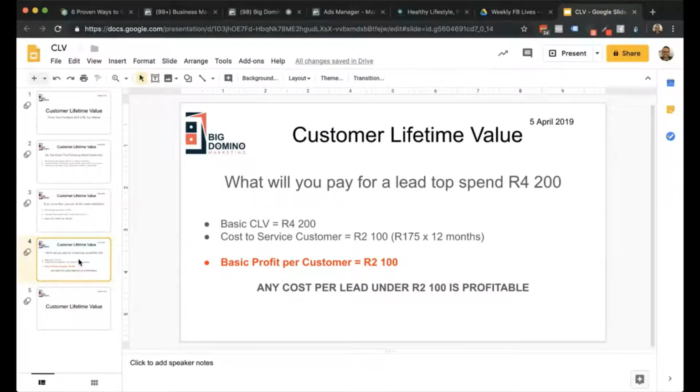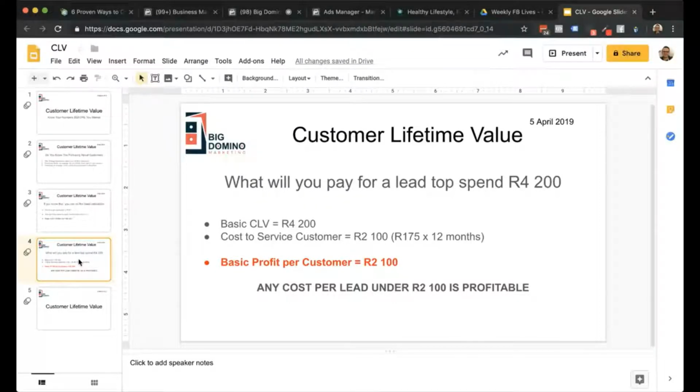So if that's the case, your basic profit or your gross profit per customer on average is 2,100 Rand. So if I sell you paying clients coming into your business for 2,099 Rand, you know for a fact you're going to make a 1 Rand profit on them. That's if you don't sell them anything else and they just come back for 12 months after that. And that is the basic calculation of customer lifetime value.